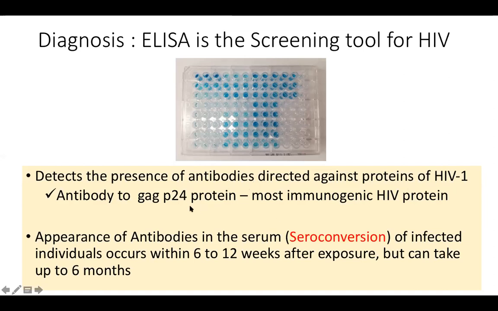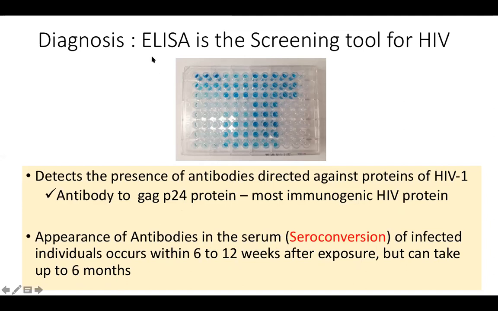So the P24 or the capsid protein. Capsid is the most immunogenic of the HIV proteins, and the antibody to P24 is what is generally checked in ELISA. Appearance of antibodies in the serum takes usually 6 to 12 weeks, but may take longer.